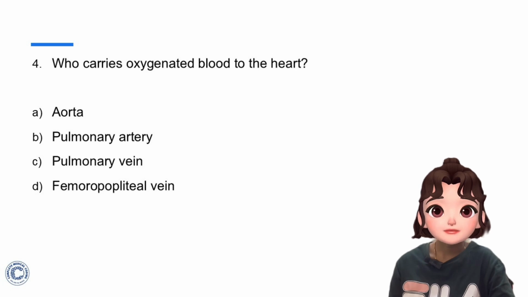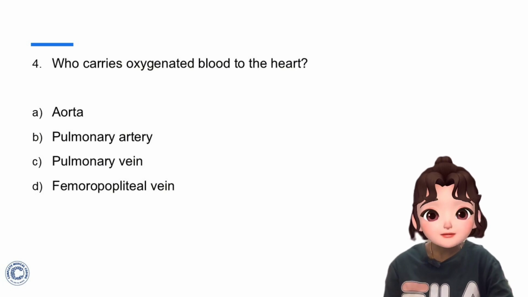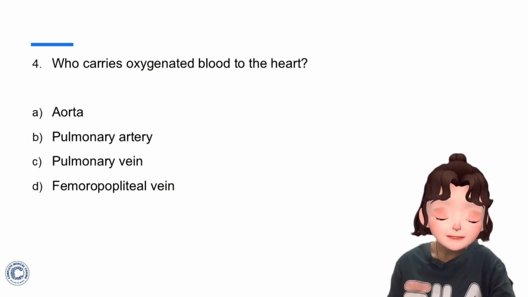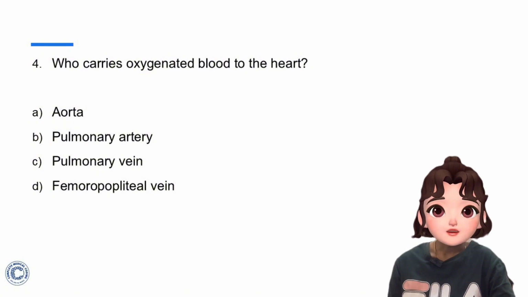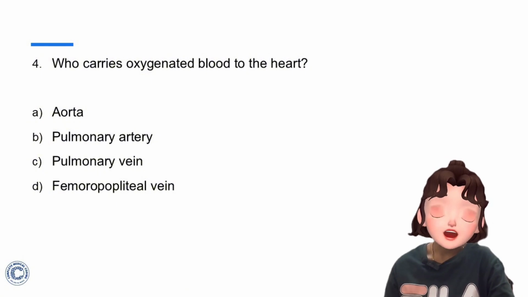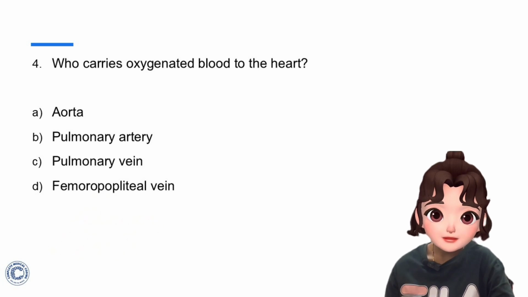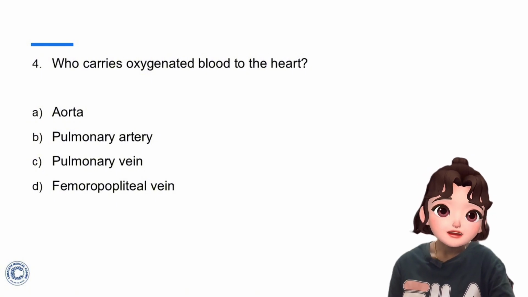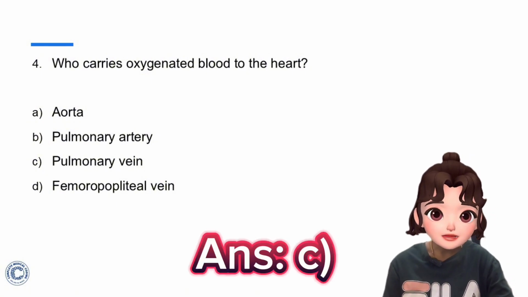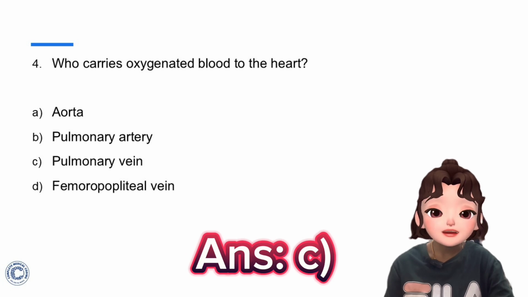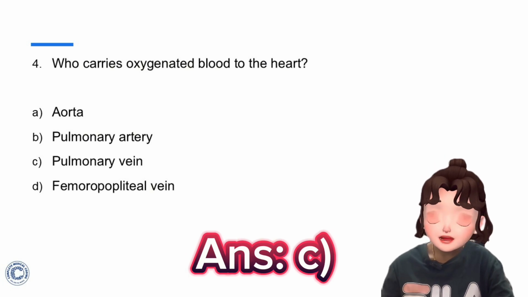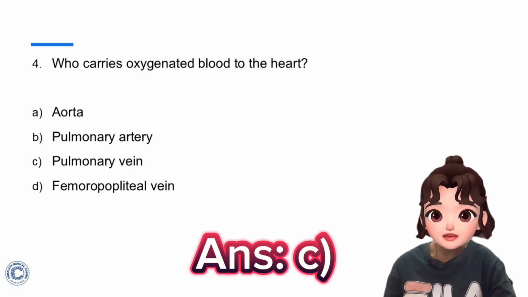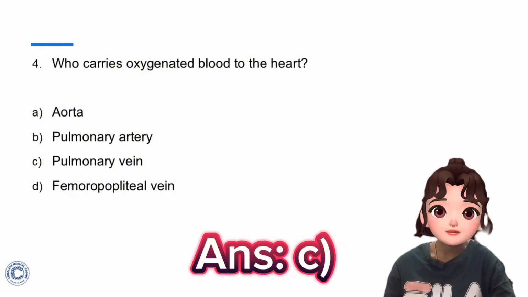Fourth question. What carries oxygenated blood to the heart? This is an important one. Options. Option A, aorta. Option B, pulmonary artery. Option C, pulmonary vein. And option D, femoropopliteal vein. Here the answer is option C, pulmonary vein. Keep in mind that in pulmonary circulation, the veins carry oxygenated blood and the arteries carry deoxygenated blood.